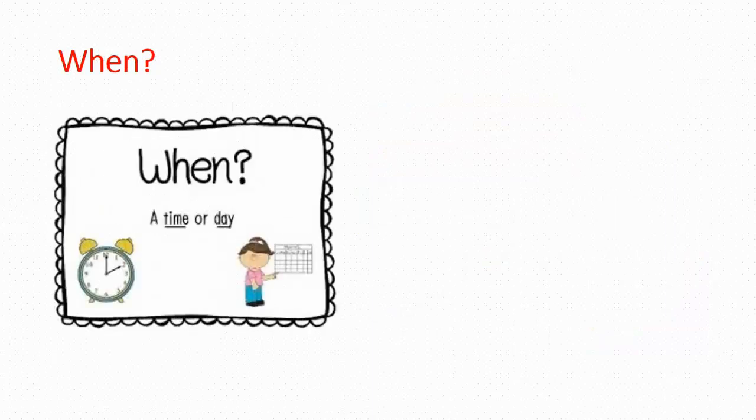The next question word is when. Use the question word when to ask about a time or a day. Time like 2 o'clock or a day like Wednesday, Monday. You can ask the question, when did you go to the tuition class yesterday? The answer is, I went to the tuition class at 2 o'clock.